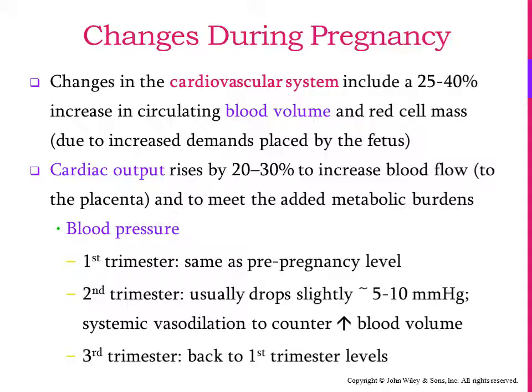So what prevents the blood pressure from rising even though the blood volume has increased significantly? There's a corresponding compensating decrease in the vascular tone throughout the body. So systemic vasodilation will lower the pressure even though the blood volume is increasing the pressure. And by the third trimester, the mother should be back to her first trimester blood pressure levels.